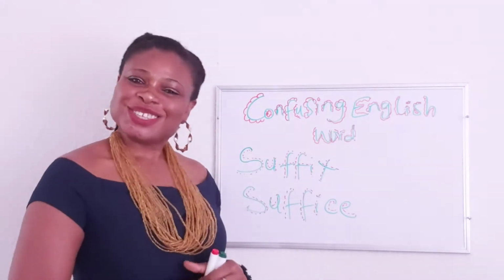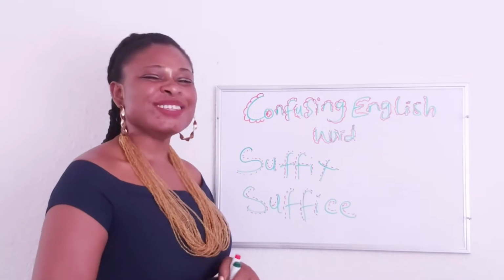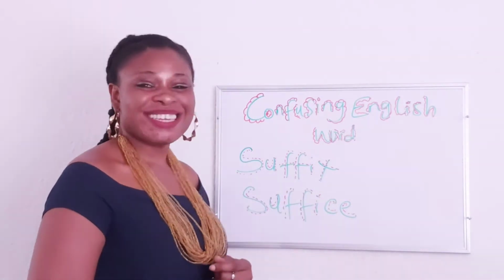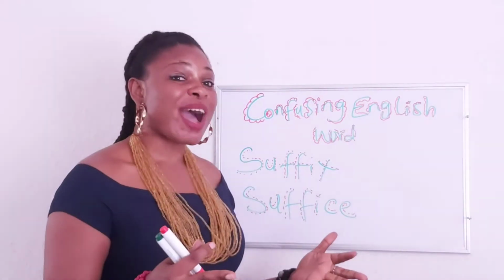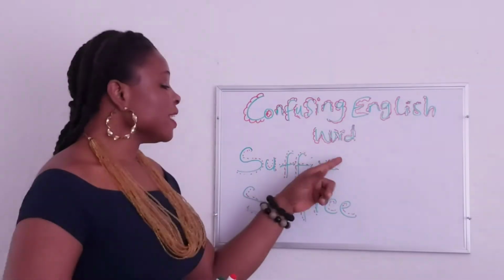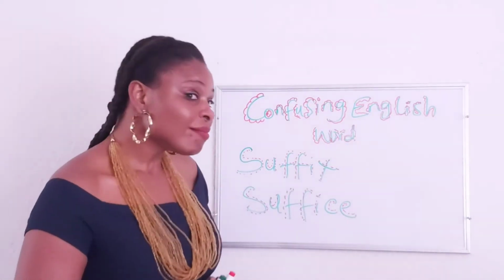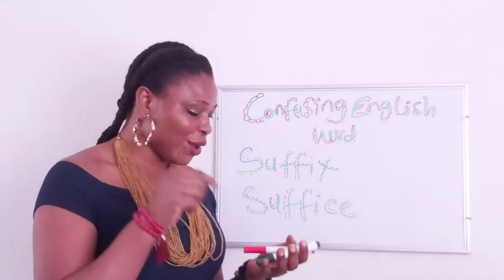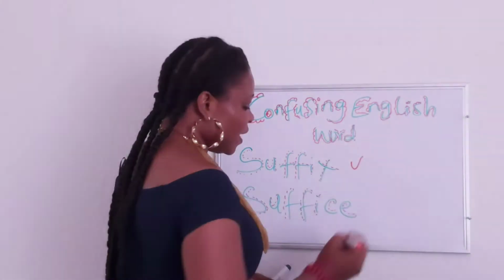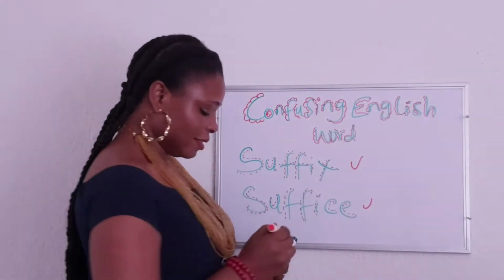Well, we already talked about the pronunciation, so we don't need to kill our time talking about this again. It's very simple. We already talked about it right now. So this is suffix and this is suffice. Did we already talk about this or not? Yes, we already did. So this is suffix and this is suffice.